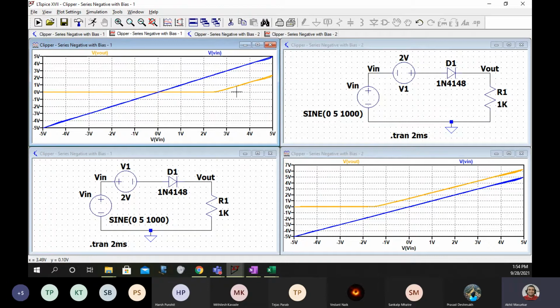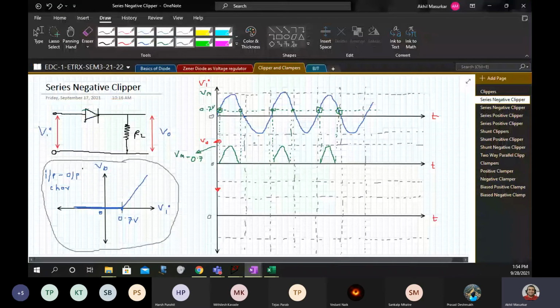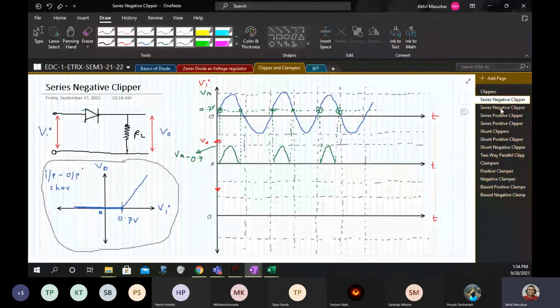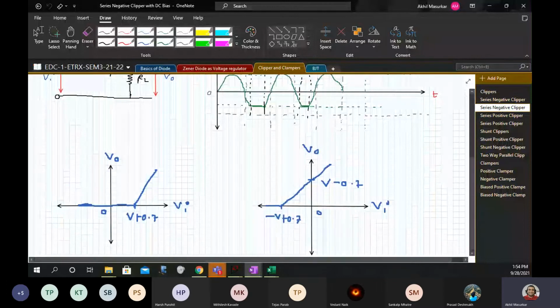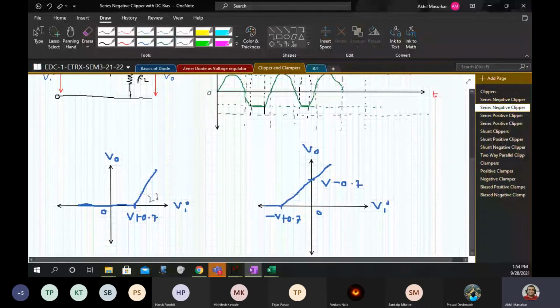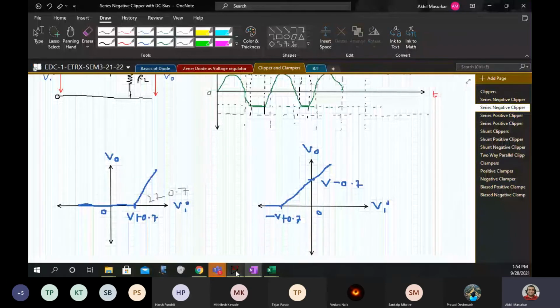So you can see that with bias this axis only shifts. Here this point is 2 plus 0.7 and here this point is 2 minus 0.7. So let's see that series negative clipper. So V is 2. So this point is going to be 2 plus 0.7 and this will be 2 minus 2 plus 0.7. So that will be minus 1.3.